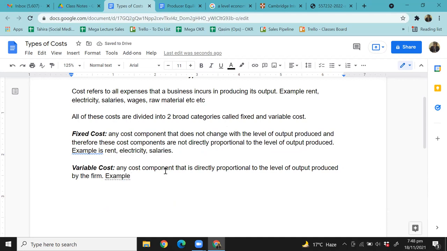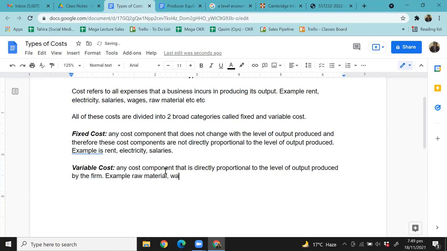Example, teacher salaries. Forget about teacher salaries, because in most education-related businesses like schools, teacher salaries are fixed. I'm not writing this example because it might confuse you. A perfect example of a variable cost could be raw material. If you produce more output, think of a manufacturing firm, or even a restaurant, if they're producing more food and satisfying more customer orders, then obviously they will need to order more raw material, and that means higher raw material expense.